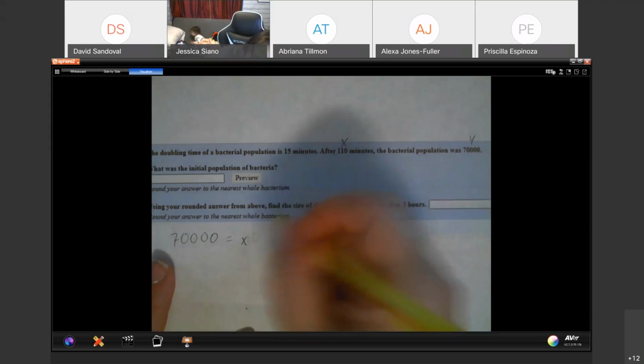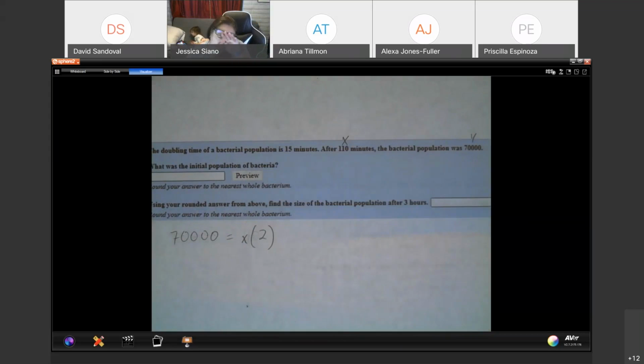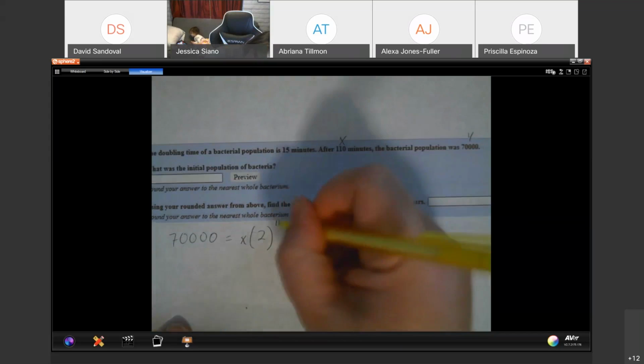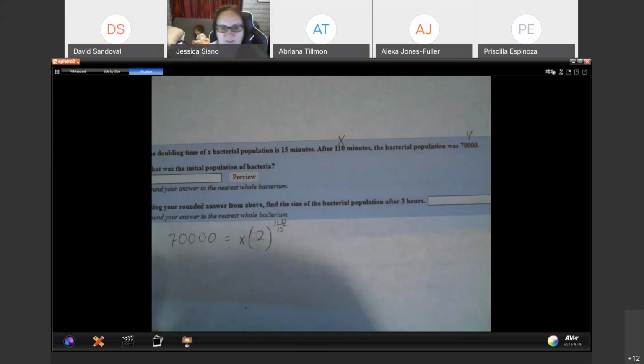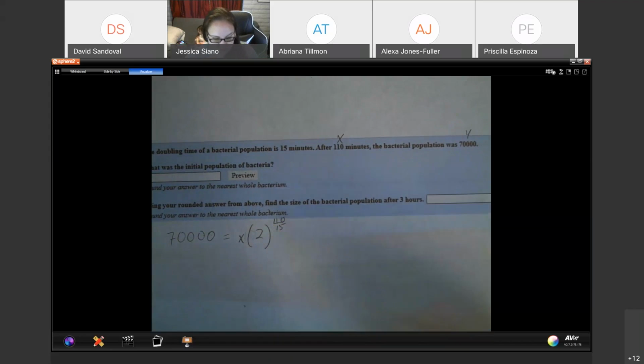X times 2. Now this is where we're going to get tricky. 110 minutes, but I need to know how many times did it double. If it doubles every 15 minutes, then this is to the 110 divided by 15. Because we have a total of 110 minutes, doubling every 15 minutes, this will give me how many times does it double. I hope that makes sense.